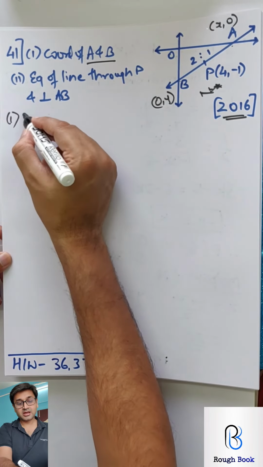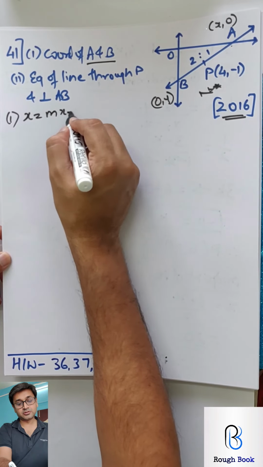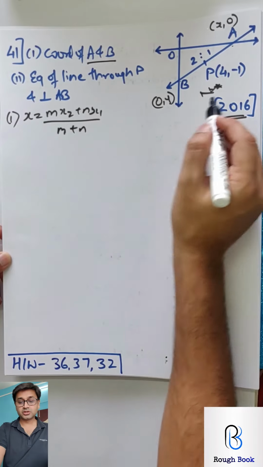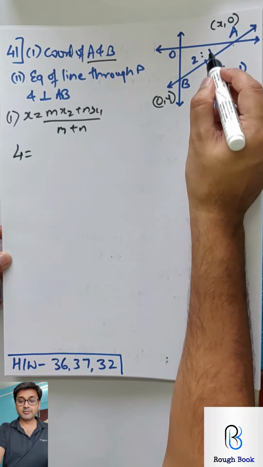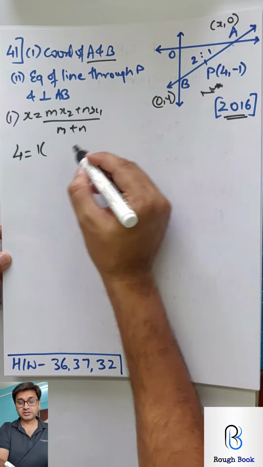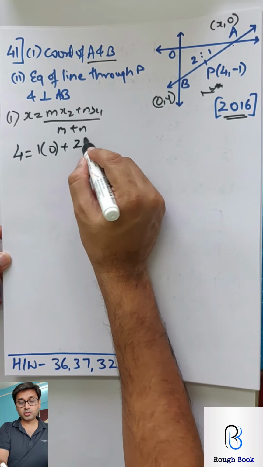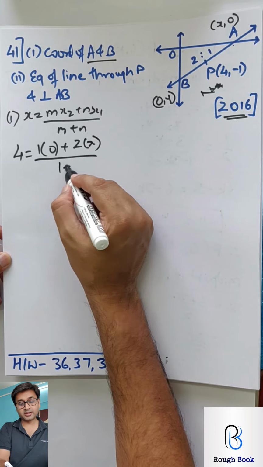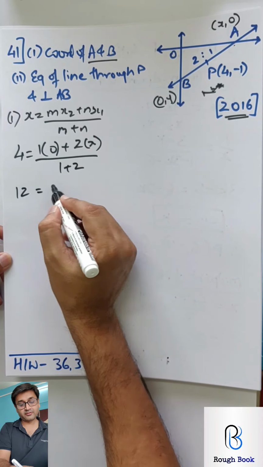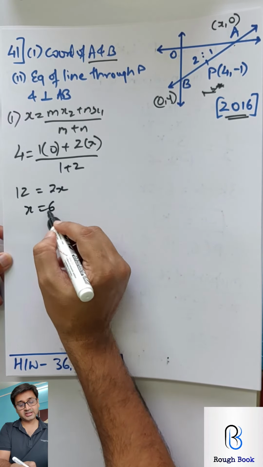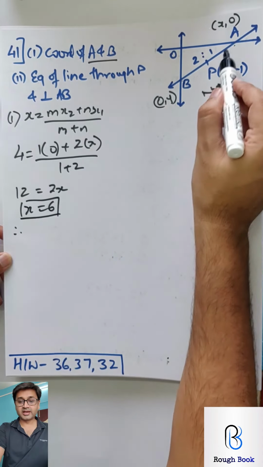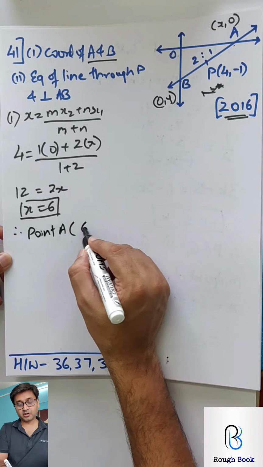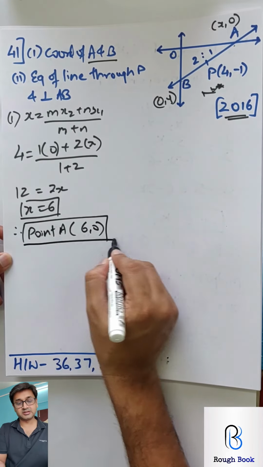So first one, x is equal to m x2 plus n x1 upon m plus n. So x is 4, m is 1, x2 is 0, then 2, and x1 is x, upon m plus n is 1 plus 2. So 3 fours are 12, 2x, so x becomes 6. So x is known, therefore point A is known. So point A will be 6 comma 0.